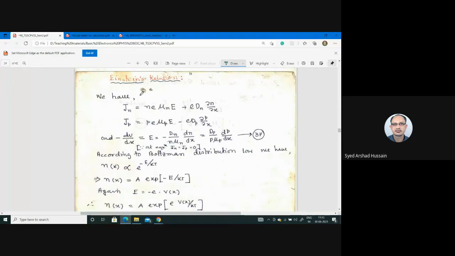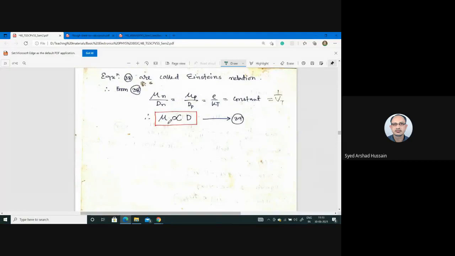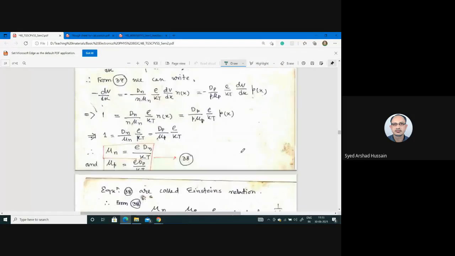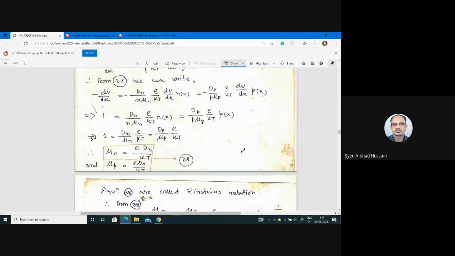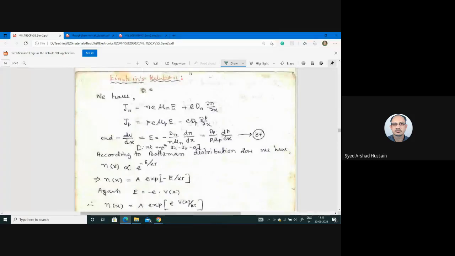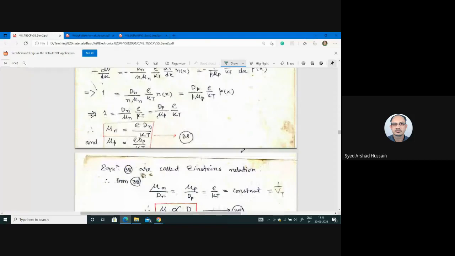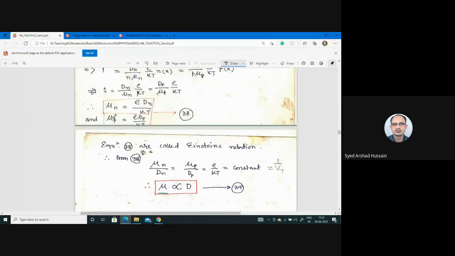We have another relation. Actually, this relation is mainly due to the relation between mu and D, where D is the diffusion coefficient, and mu is mainly mobility. Good. Mobility and this diffusion.